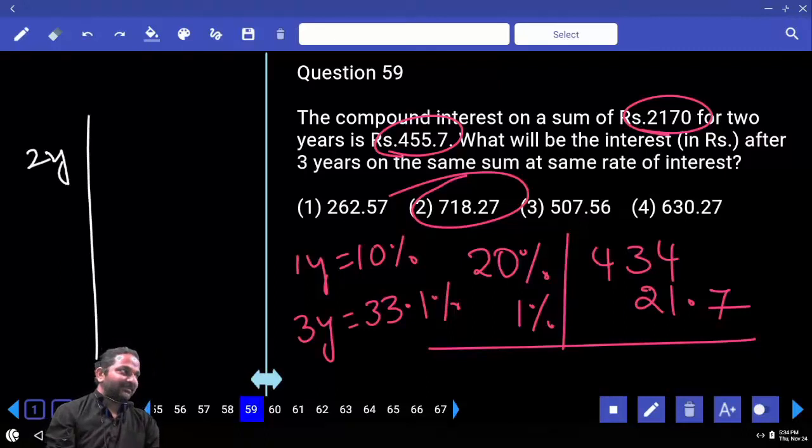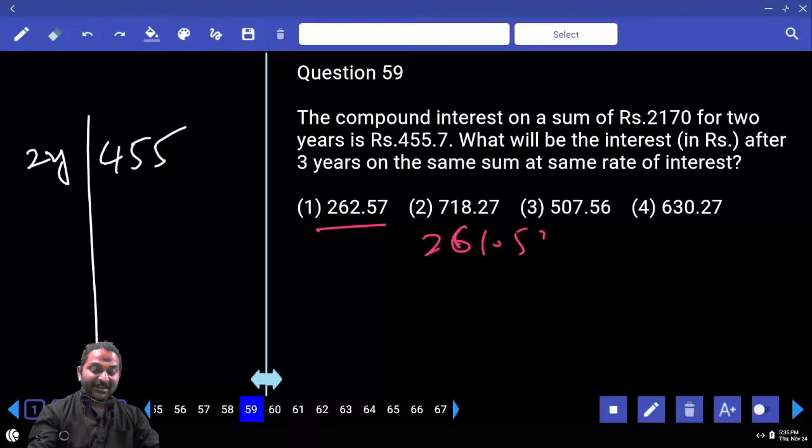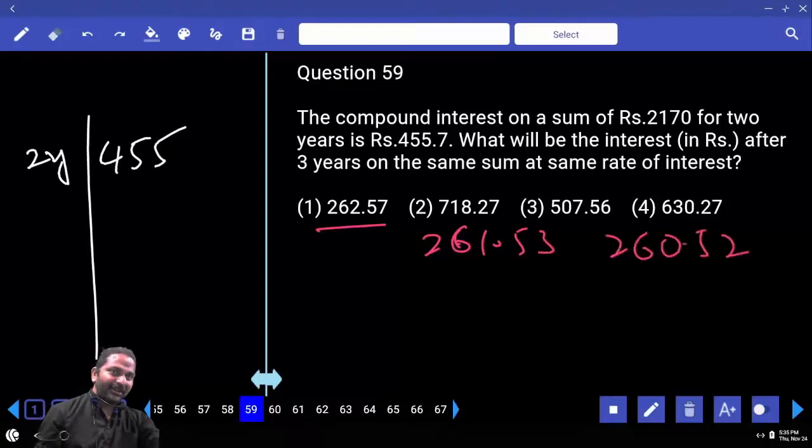Two years. What is 2 years interest? 455.7. Yes? First thing, when you look at your options, options have comfortable difference. If options are having 262.57, 261.53, 260.52, if they are like that, then you need to calculate exact answer, because difference between options is too close.